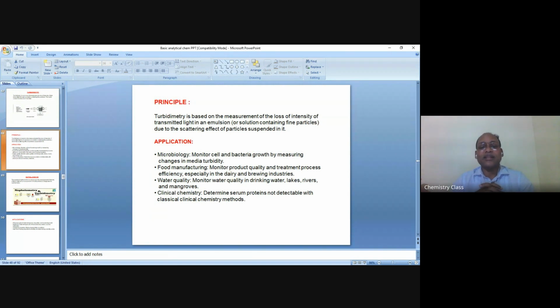In food manufacturing, we monitor product quality and treatment process efficiency, especially in the dairy and brewing industries. In water quality, we monitor drinking water, lakes, rivers, and mangroves. Another application is clinical chemistry, to determine serum proteins not detectable with the classical clinical chemistry method. Those serum proteins cannot be detected by the classical method, but can be calculated by the turbidimetry method.